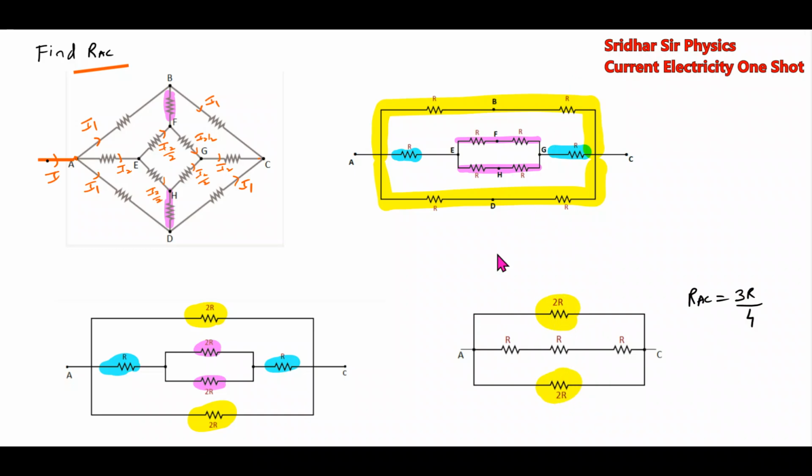Okay, agreed. These are some ideas which I'm sharing. Equivalent resistance, then total will be 3R by 4.